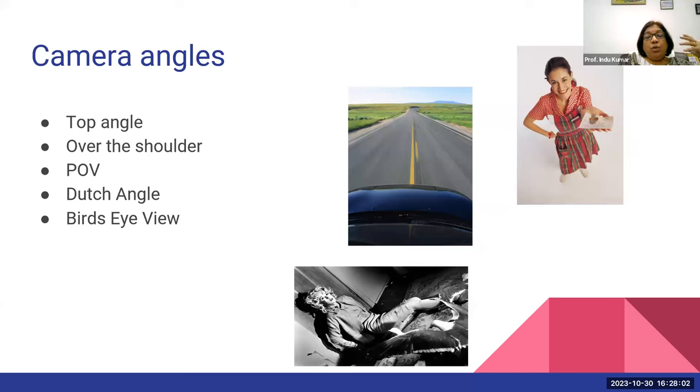Where you want to capture the extreme experience on the face of the character. So here you can see from this image that the expressions on the face of the character are captured very vividly. Such angle is called Dutch angle, with a tilted camera. Then bird's eye view. Sometimes these shots are taken from a drone, from a very great height, to catch the bird's eye view of a particular scenario.